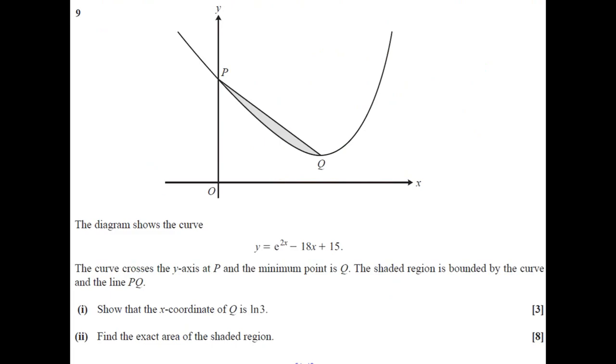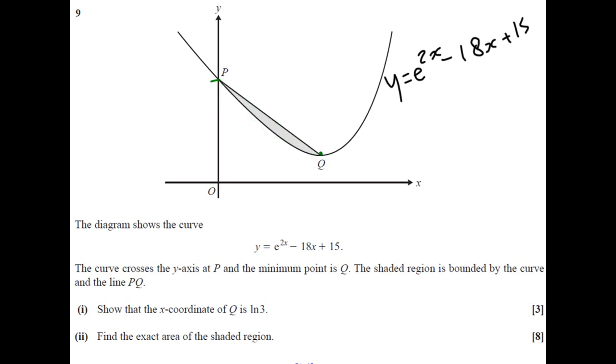We've got a graph and it shows y equals e to 2x minus 18x plus 15. That's the equation. The curve crosses the y-axis at the point P, as labelled on the diagram, and the minimum point is Q, as labelled on the diagram. The shaded region is bounded by the curve and the line PQ. There's the line PQ. Okay, and you can see the shaded region.